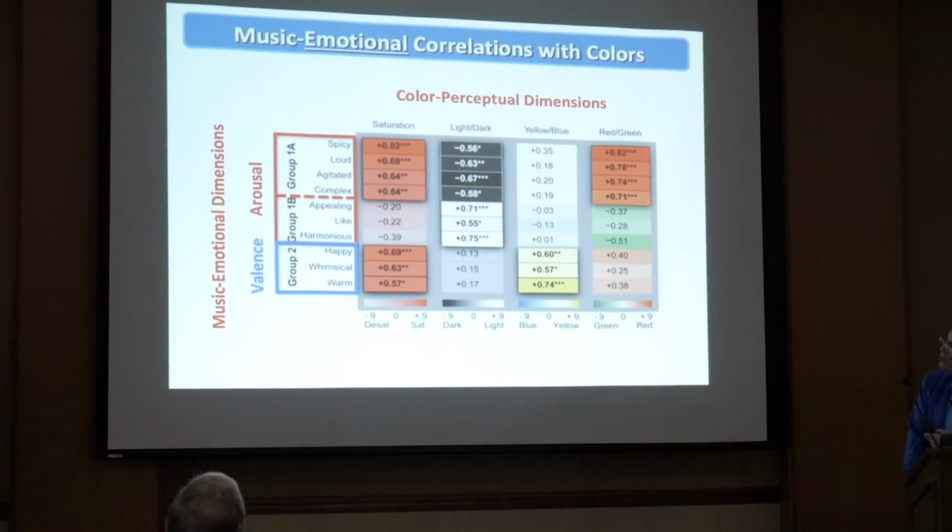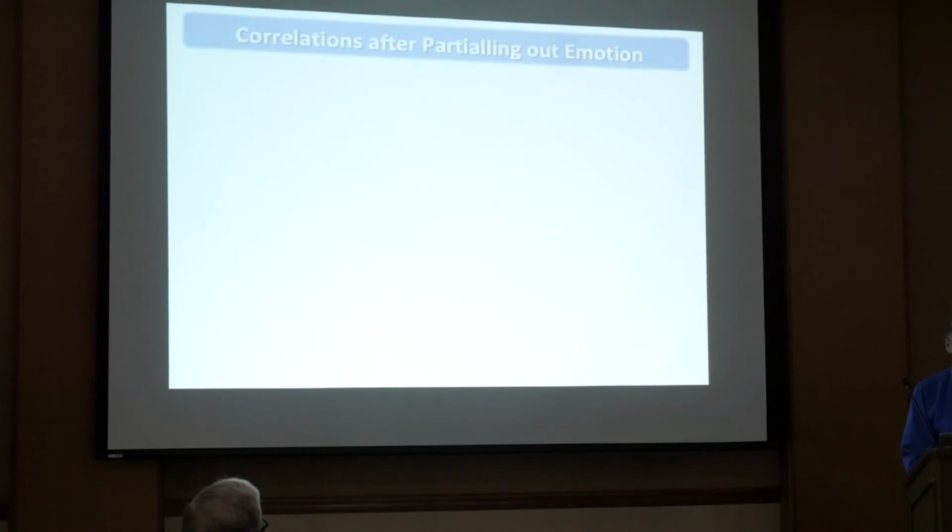And the two groups that we talked about before, arousal and valence, seem to be represented here. Group 1A versus 1B is just the difference in polarity. One has spicy, loud, agitated, complex is loaded high on red, on saturation, and not on appealing, like, and harmonious, for example.